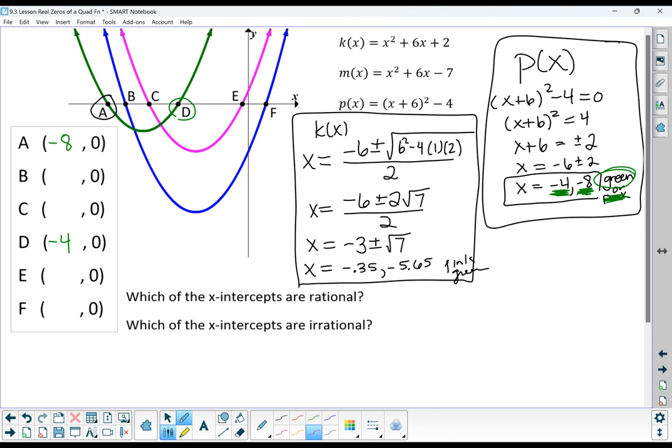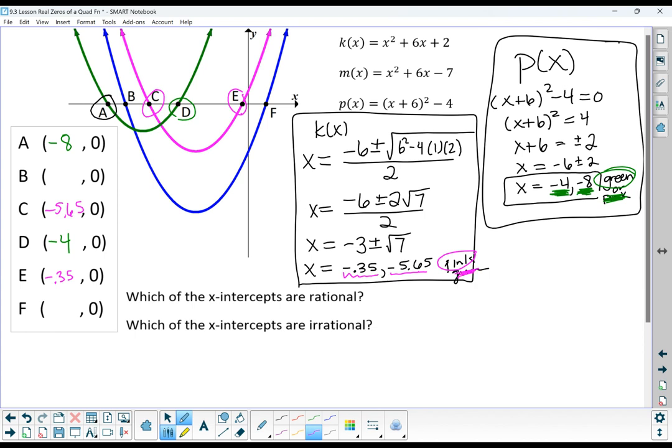And then this -0.35, that's a negative number close to the origin, that's E. I'm going to go ahead and write its decimal. If you wanted to, you could write it as -3 plus root 7, sorry. And then this one has to be the other pink intercept. So if we just wrote down E, this other one would be C, -5.65. That ended up being pink.